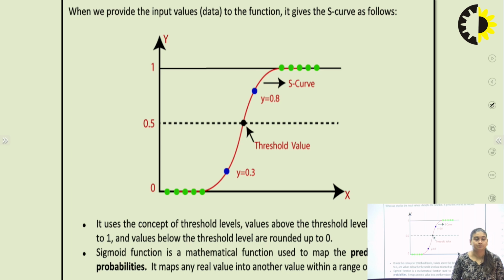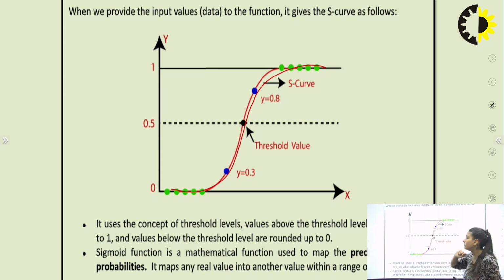Now here this is the concept of logistic regression. It uses the concept of a threshold level. When we provide the input values or the data to the sigmoid function, it gives the S-curve, and this is the S-curve as you can see here.